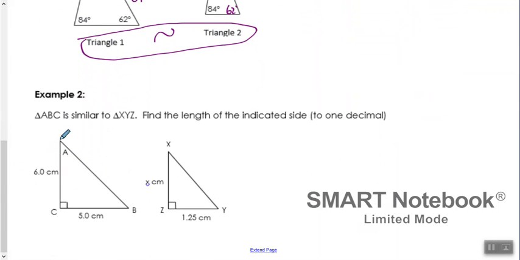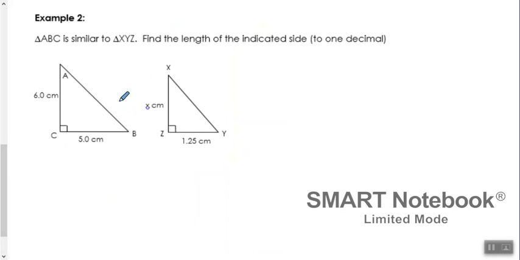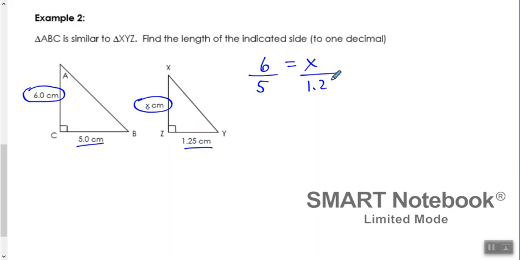So for example true, we have triangle ABC is similar to triangle XYZ, and we want to find the length of the indicated side, and we're going to round to 1 decimal. So taking a look at our triangle, these are similar, so we can look at the proportions, which means we can set up a ratio. So I have 6 centimeters corresponds to X, divided by, so 5 centimeters corresponds to 1.25. So 5 centimeters and 1.25.